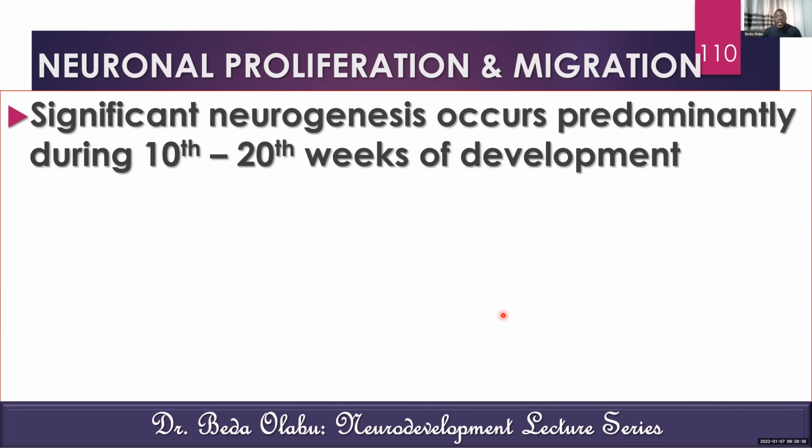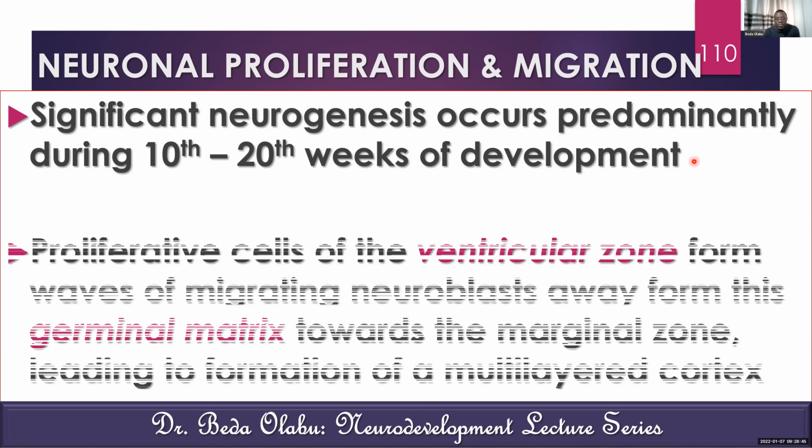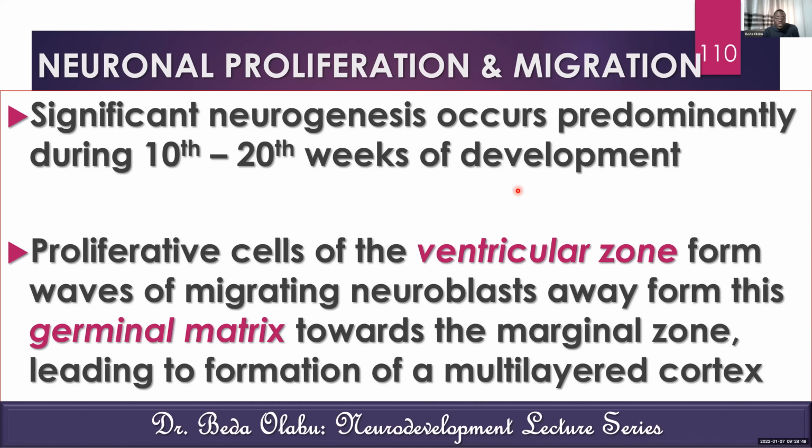Significant neurogenesis occurs during the 10th to the 20th week of development. That's when most neurogenesis takes place. The cells that proliferate will be migrating, as we said, from the ventricular zone peripherally. The migration path is in multiple waves. So there are multiple waves of migration from the ventricular zone towards the periphery.